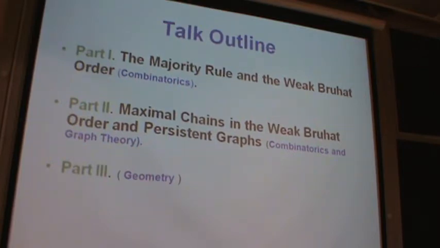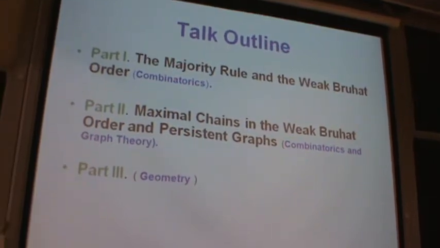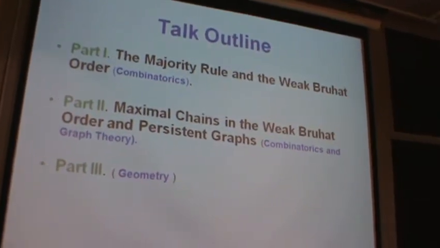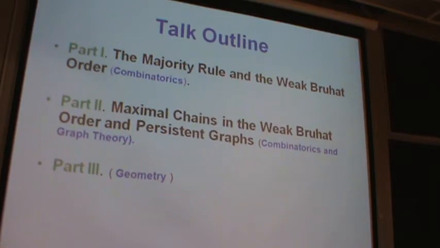There are three pieces. First, what the majority rule has to do with the Weak Bruhat Order and what the Bruhat Order is. Then, from the Weak Bruhat Order, we create some class of graphs that appears to be a new class of graphs. Part 3, I will give you a geometric interpretation of those graphs, which is also a new result.